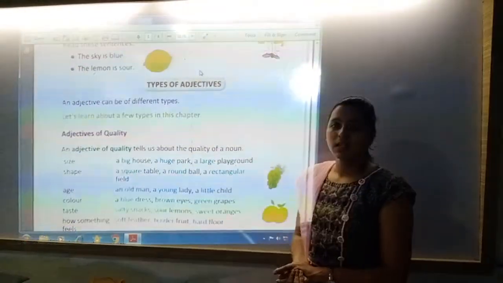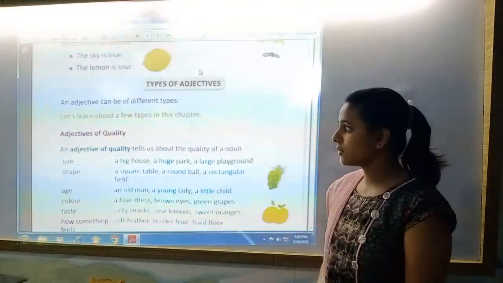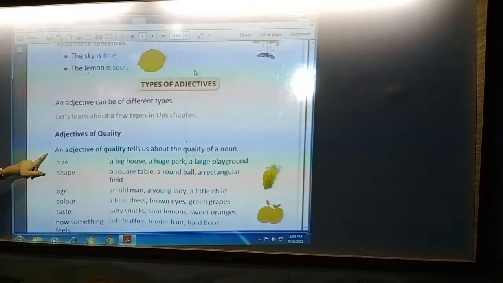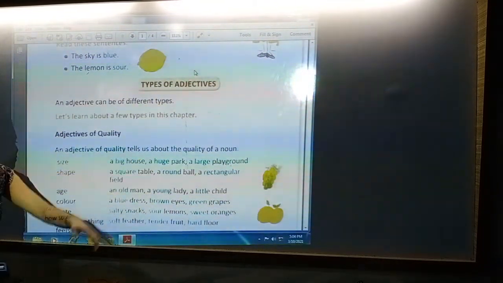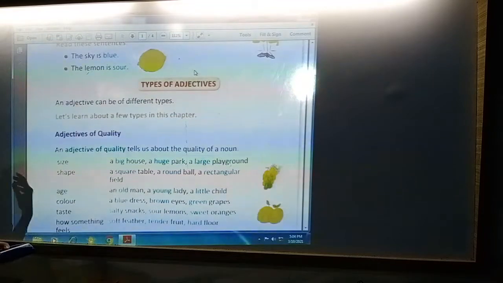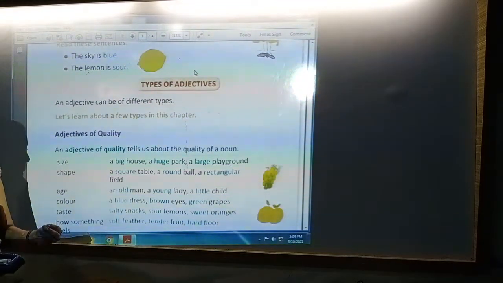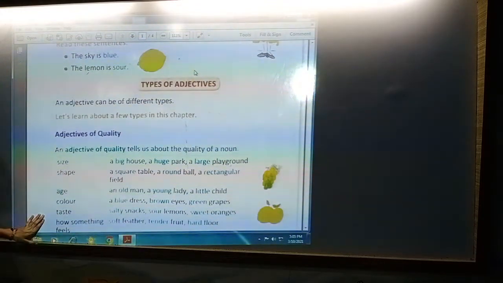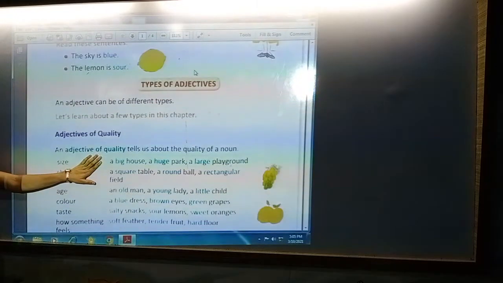Now let us see the types of adjectives. Adjective of quality. An adjective of quality tells us about the quality of noun. How the noun is. What is the quality of the noun? Let us see. In that quality, it can be size, shape, age, color, taste, or how something feels. So these are the different types of adjective of quality.